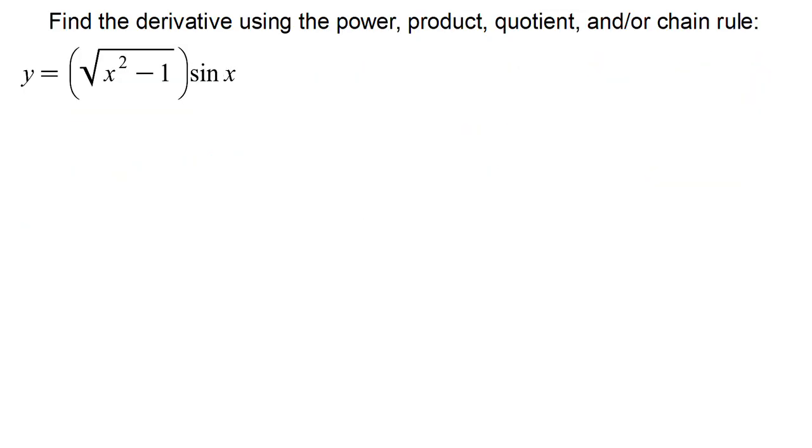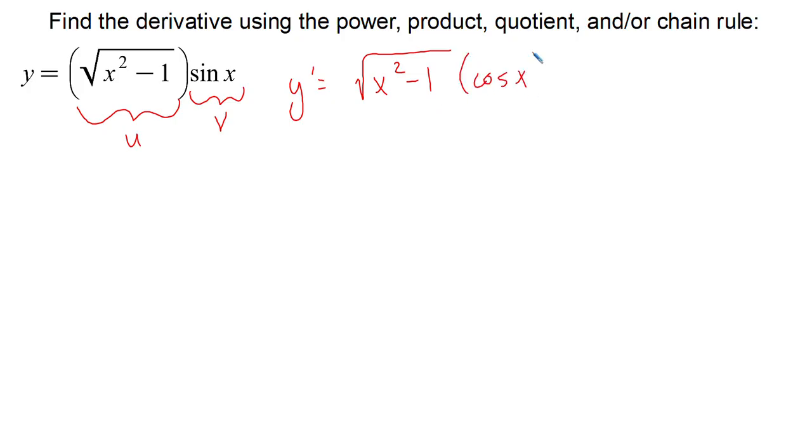All right. For our next one, we have the square root of x squared minus 1 times sine of x. So again, we should note that this is u times v. So we're going to use the product rule. So we'll start with y prime is equal to u, square root x squared minus 1, times the derivative of v. The derivative of sine of x is just cosine x. So there's u times dv plus v, that'd be sine x, times the derivative of u.